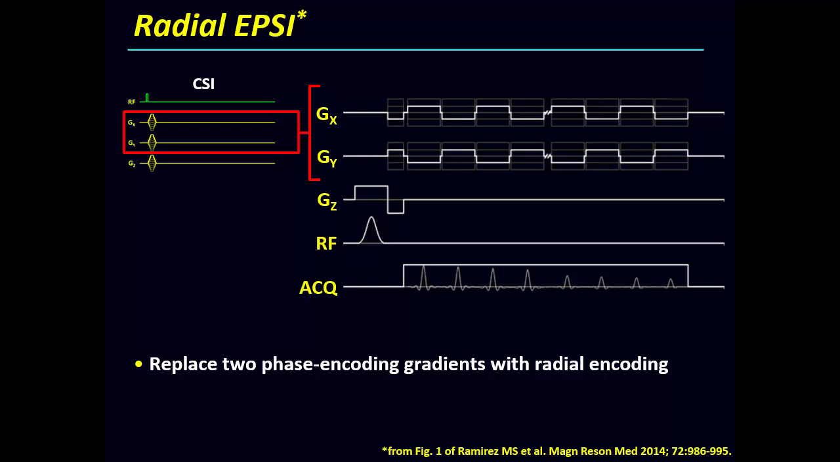This approach has also been demonstrated in the radial mode, in a recent article by Ramirez. It's the same basic idea, but using radial readouts, and so they've replaced the gradients, again similar to this case with spiral, with a radial readout that goes through different projection angles as it steps down the echo train.